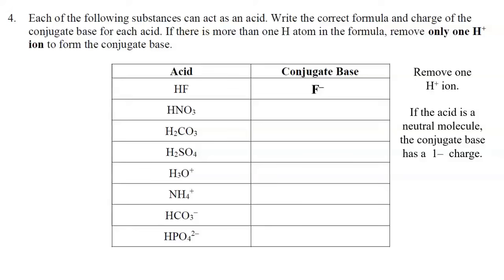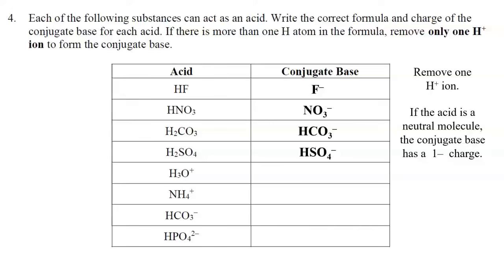HNO3, or nitric acid, we remove H+, and now we have the nitrate ion, NO3 -1. Even though H2CO3 has two H's in the formula, we are only going to remove one H+ ion to form the conjugate base. So HCO3 with a -1 charge would be the conjugate base. And then same with H2SO4. We take off a single H+ ion, and the conjugate base would be HSO4 with a charge of -1.